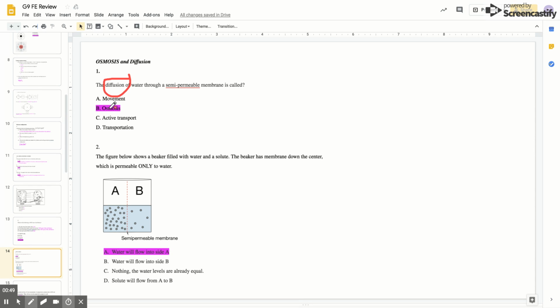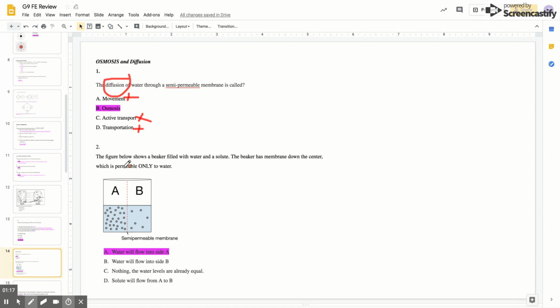Anyway, so the answer to this question is definitely B. Do not let any other option confuse you. Yes, there's movement happening, but it's not the answer, right? Active transport, we didn't cover it, but active transport is a type of movement of molecules from a place to another place, but it's not from high to low, and it needs energy. It's basically not covered in our curriculum for this year, and it's not the answer. Transportation, yes, transportation is happening when molecules are moving, but that's not the answer again.